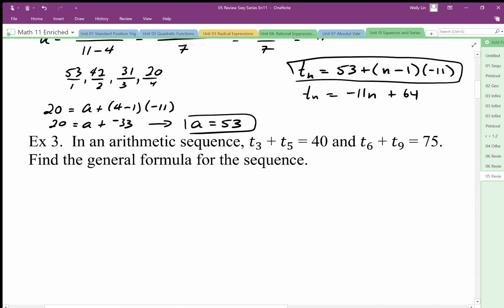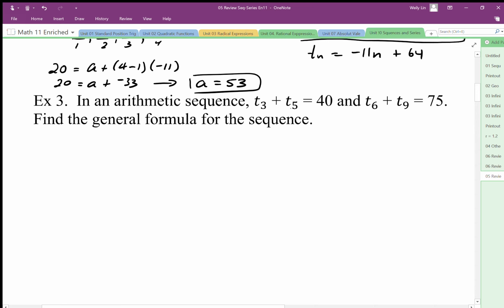Here we have the arithmetic sequence given by two sums of terms like this. We have not been given any A or D values. So how do we work this out? Well, we can rewrite these T terms in terms of A and D. T3 is equal to A plus 3 minus 1 times d, so it's 2 steps from 1 to 3. T5 is going to be A plus the number of steps from 1 to 5, which is 4, so 5 minus 1 is 4d.